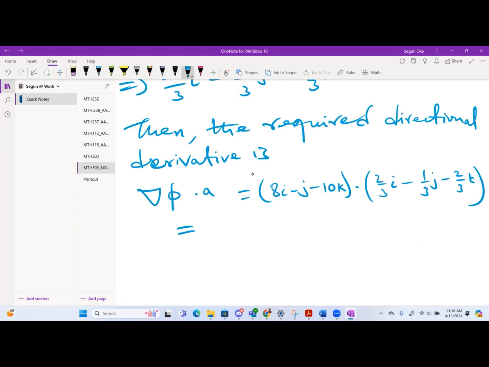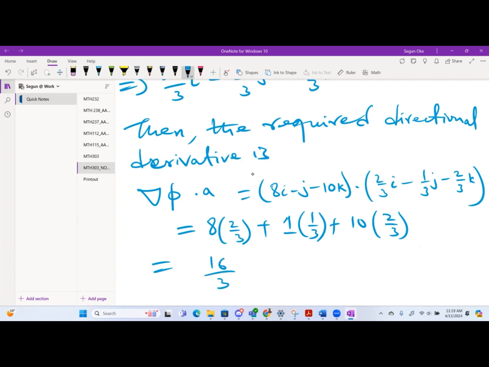So component by component, we have 8 multiplied by 2 over 3, plus 1 multiplied by 1 over 3, plus 10 multiplied by 2 over 3. So at the end of the day, we have 16 over 3 plus 1 over 3 plus 20 over 3. We have it to be 37 over 3. That is what they ask you to calculate. Please take note of that.